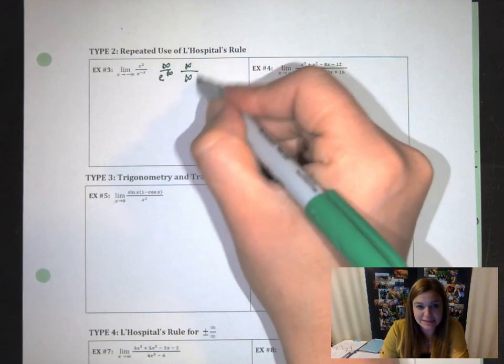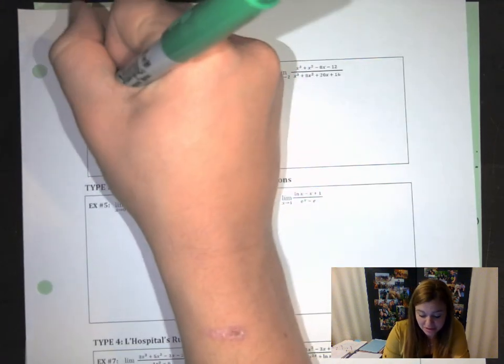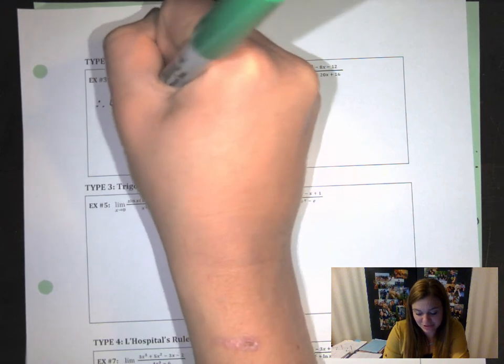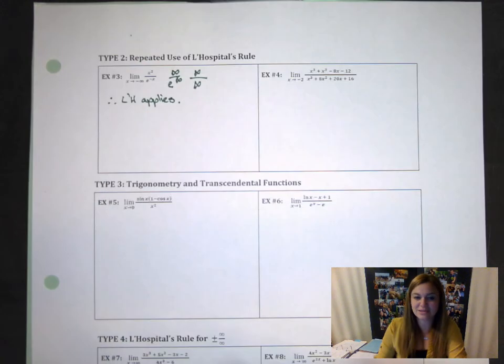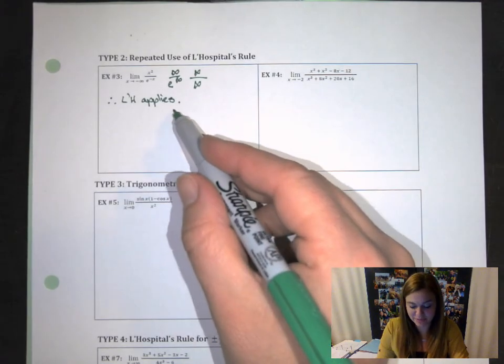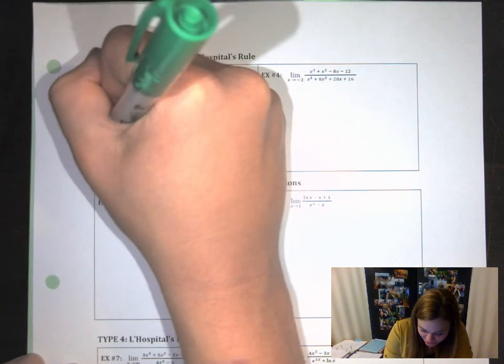So as soon as I see this happening, infinity over infinity, I can say, oh, therefore L'Hopital's applies. Or can be applied, but I feel like that makes more sense. But also, I just want to write this because it's shorter. So I'm going to write the limit as x approaches negative infinity.